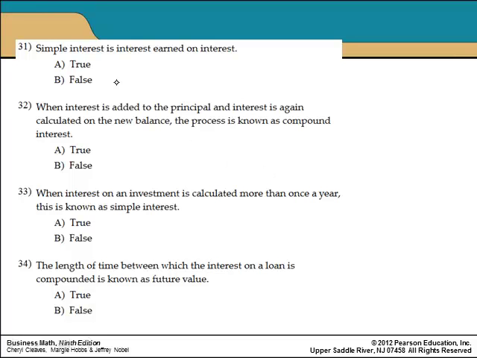Simple interest is interest earned on interest. Nope, that's compound interest. When interest is added to the principal and interest is again calculated on a new balance, the process is known as compounding interest. When interest on an investment is calculated more than once a year, this is known as compound interest. The length of time between which the interest on a loan is compounded is known as the future value. Nope, that's known as the interest period.